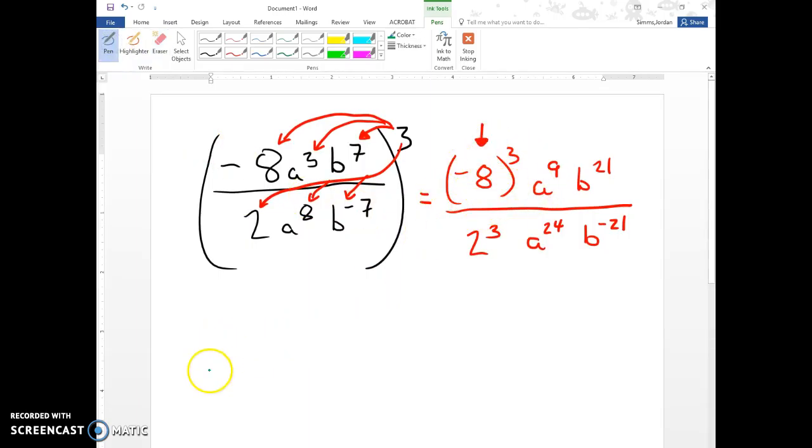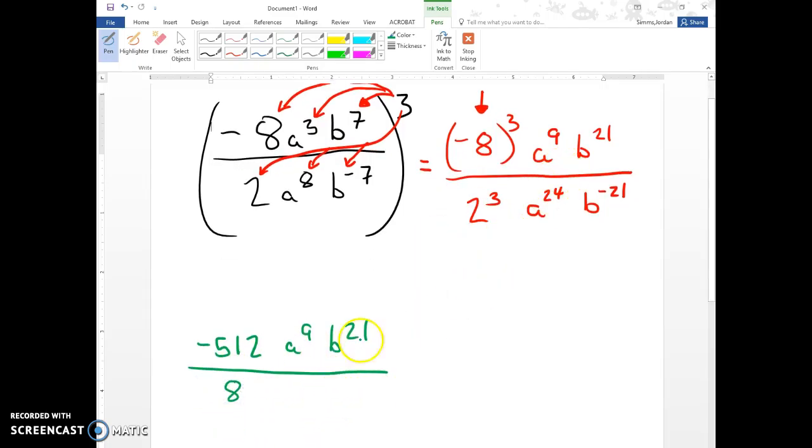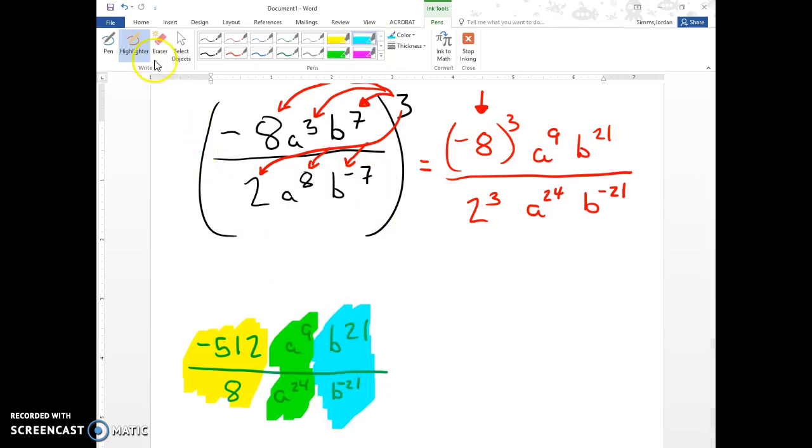So this whole thing simplifies to -512, a to the 9, b to the 21. And in the denominator, we have 2 cubed, which is going to be 8, a to the 24, b to the -21. Okay? So now we can start dividing this stuff off, and what I'm going to do is just focus on each term. So I'm going to focus on the whole numbers themselves, then the a term, and then the b term. Okay? That's what I'm doing here.